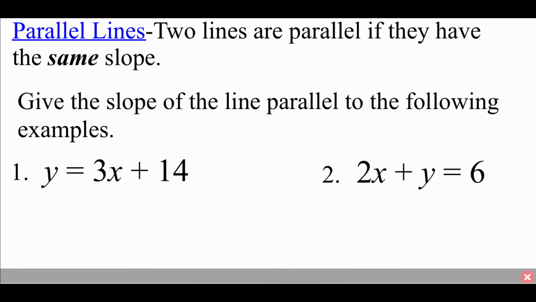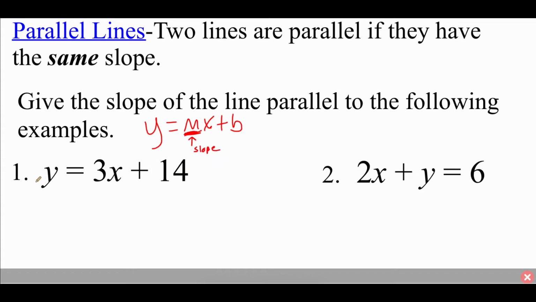So in example number 1, we've got the equation y equals 3x plus 14. And the nice thing about this equation, especially when we're trying to identify the slope, is this equation is written in slope-intercept form, y equals mx plus b form. As we're looking at an equation written in slope-intercept form, we're going to focus on that m value because the m in the equation stands for the slope.